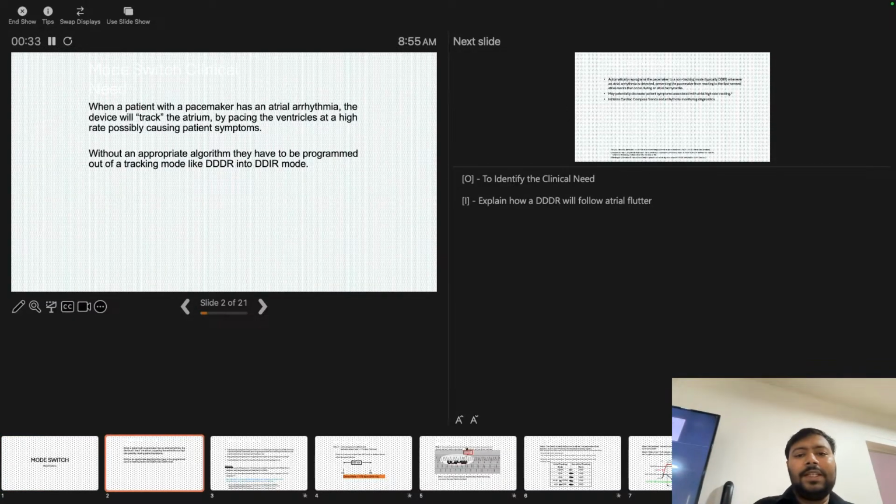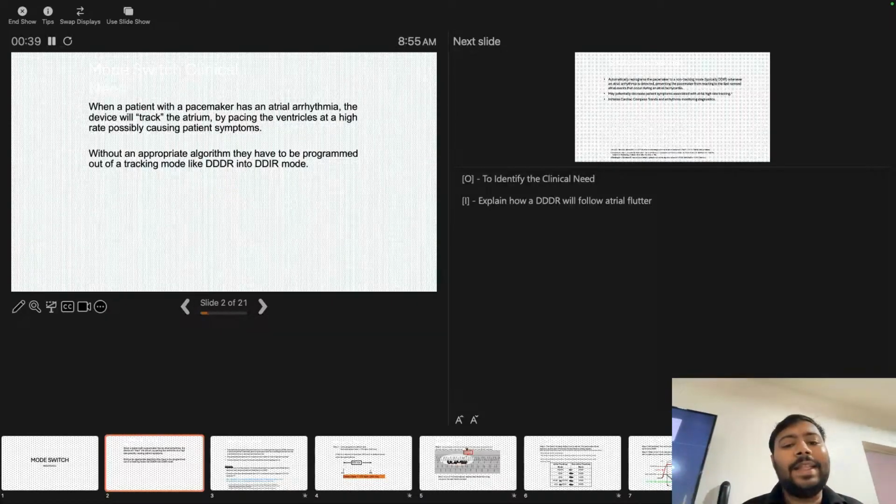So this is the clinical need for mode switch. We all know the dual chamber pacemaker. It is going to operate in either DDD mode or DDDR mode, so most of the time it will be in tracking. The main clinical need is that the device is going to track the atrium and pace the ventricle.